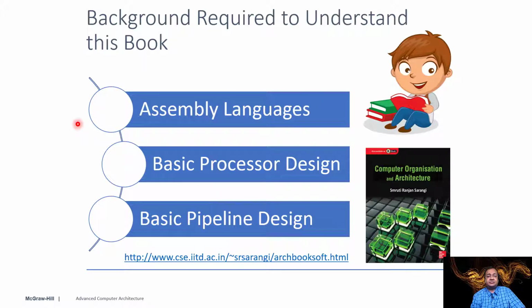The specific background points that we require for this course are these three. The first is assembly languages. It doesn't matter which assembly language it is; it could be ARM, x86, or RISC-V, as long as the fundamentals of any one are well understood. Second is basic processor design: the basic design of a data path, control path, and ALU. The third is basic pipeline design. We want the student to have some familiarity with the design of a basic 5-stage pipeline.